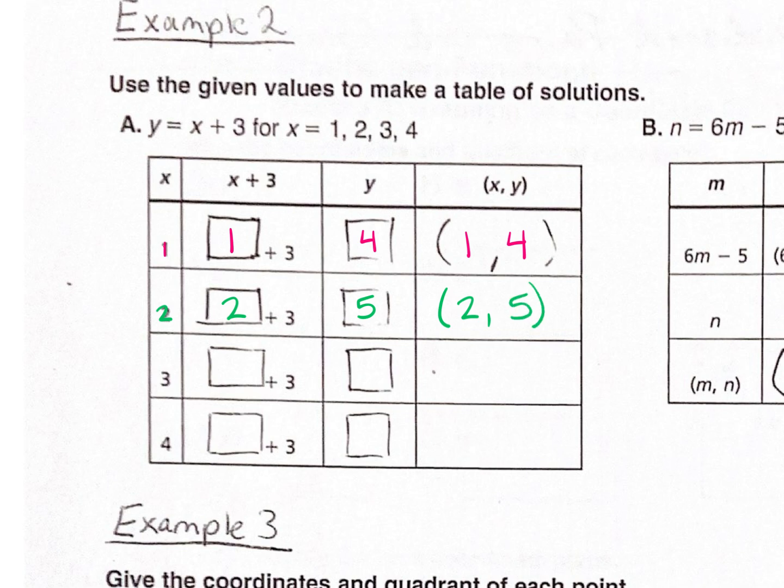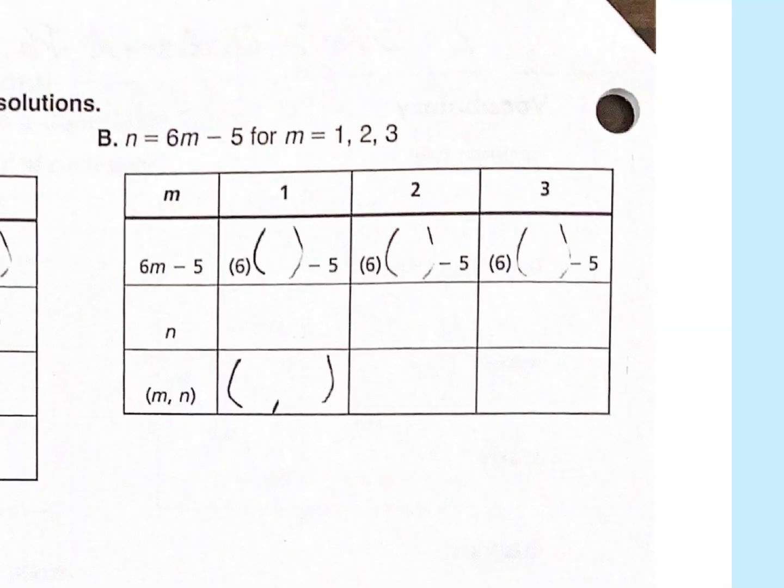For the next one, we have 3. So we're going to plug in 3 for x, 3 plus 3 is 6, so we get the ordered pair when x is 3, y is 6. Our last one, we have x is 4, so we plug in 4. 4 plus 3 is 7, so when x is 4, y is 7. So we've got a list of ordered pairs now, and we can actually graph those ordered pairs and draw a line for this equation. Problem B is like problem A. It's just got our table going a different direction.